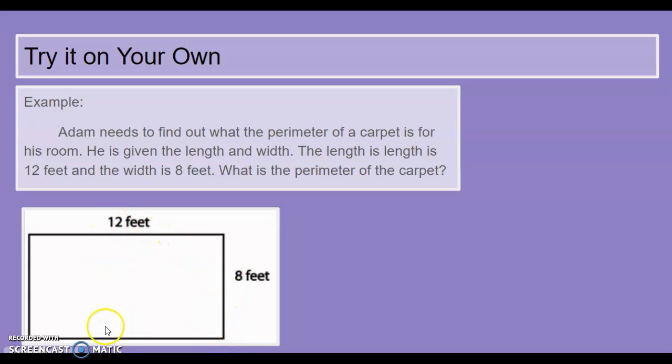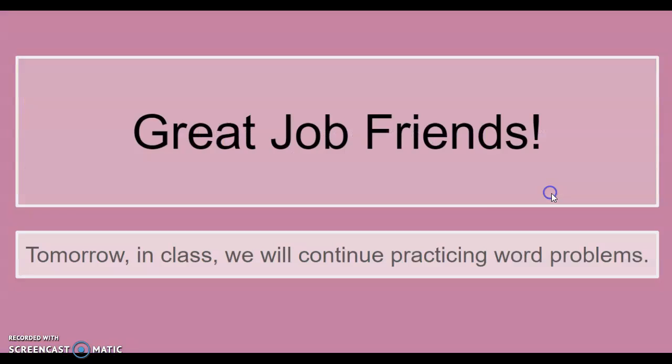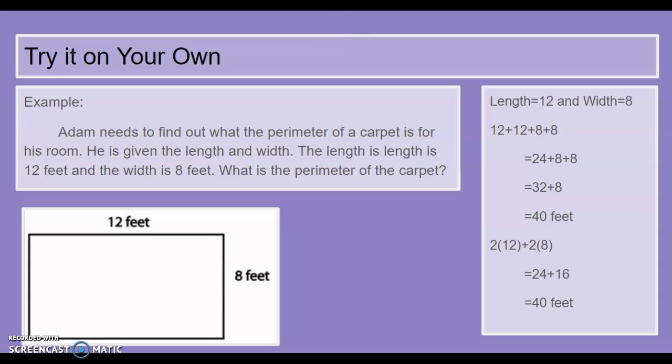Remember, the opposite side is also the same. So 12 is here, and 12 would be here. The width over here is 8. If you tried the first type of equation, you would just do addition. So let's walk through it. Let's do 12 plus 12, 24, plus the 8 and another 8. Now let's add 24 plus 8. 24 plus 8 is 32. 32 plus 8, because we dropped it down, is 40. And remember to add your measurement.